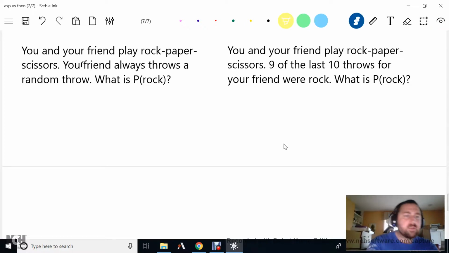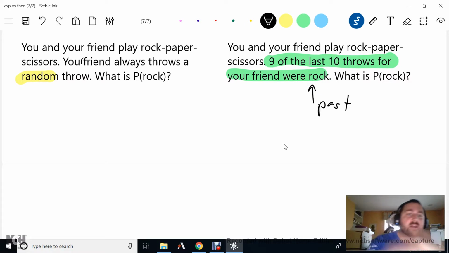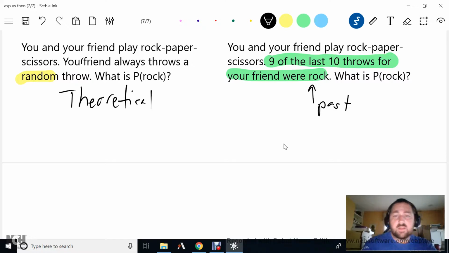Well, let's see. This one talks about having a random throw. This one talks about 9 out of the last 10. So this one appears to be past tense, things that happened in the past. You can see it's not that hard to realize that this one is going to be theoretical, and this one's going to be experimental.